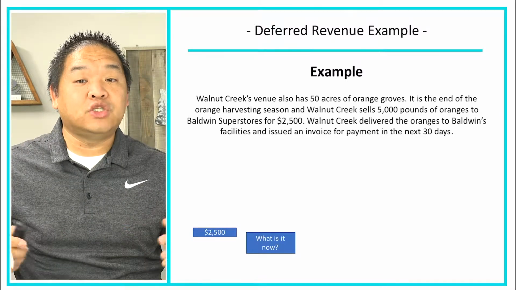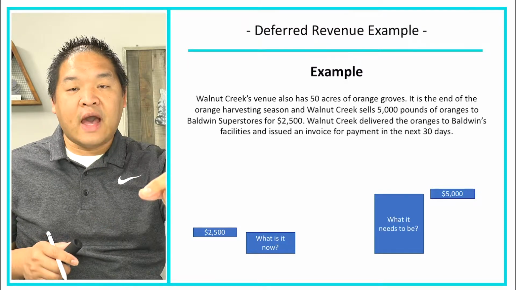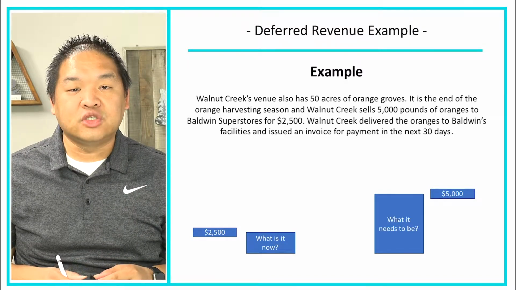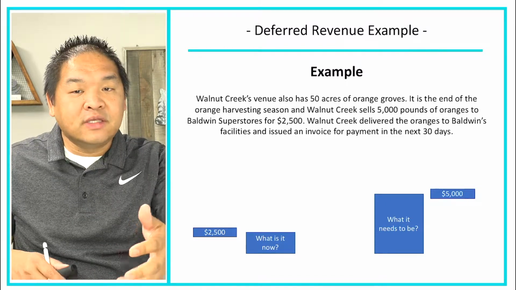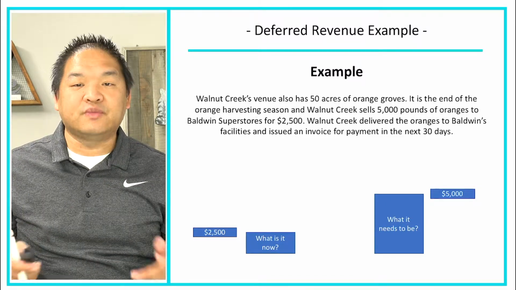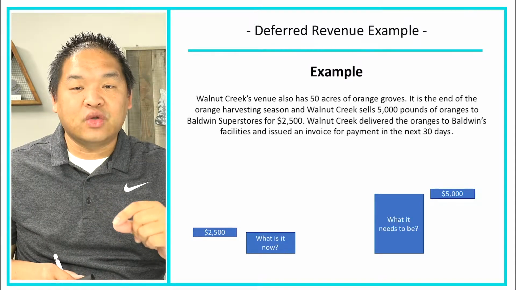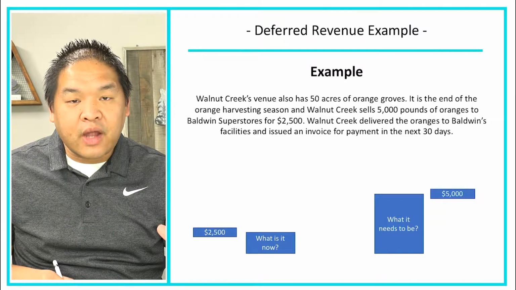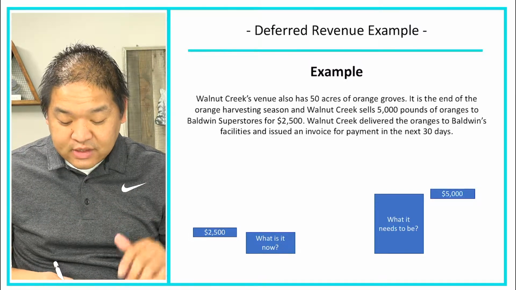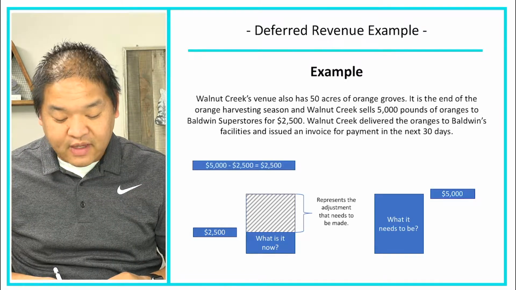The question is, what should it be? Well, it should be $5,000. Why? Because we sold $2,500 of oranges to Baldwin Superstores, but we haven't collected the funds. Because we haven't collected the funds, we haven't actually done a journal entry. So at the end of the period, we're going to book an adjusting entry for the revenues that we have earned, regardless of whether or not we were paid. So in this case, we have an adjustment here. That adjustment is going to be $2,500.